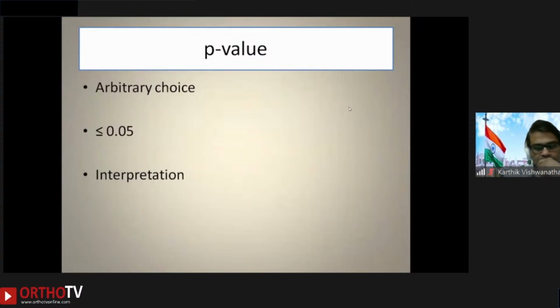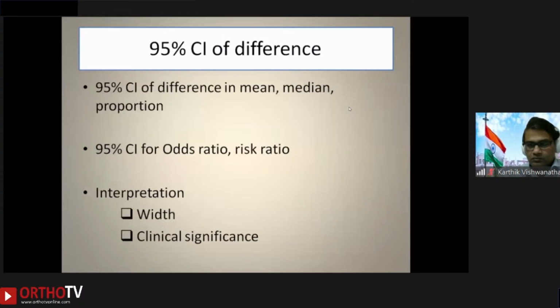When we interpret it, we also have to make sure that it takes into account the 95% confidence interval. So the 95% confidence interval of difference in mean, median, and proportion: if it contains 0, then it is not significant. If the 95% confidence interval doesn't contain 0, then it is significant. Similarly, for 95% confidence interval for odds ratio and risk ratio, if that interval contains 1, then it is not significant. If it doesn't contain 1, then it is significant. Width is important: a narrow 95% confidence interval means more precise data.